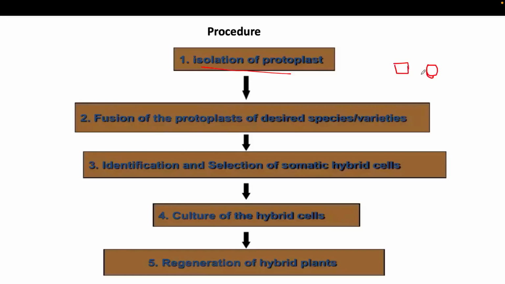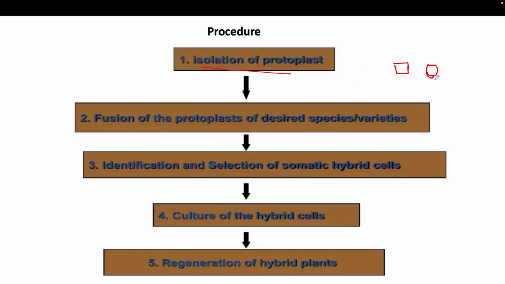the characteristics. So that's why you want to fuse the protoplasts of the desired species, meaning between which species you want to do the fusion. So that is called the second step, which is the fusion of protoplasts of the desired species. Then the third step is the identification and selection of the somatic hybrid cell.